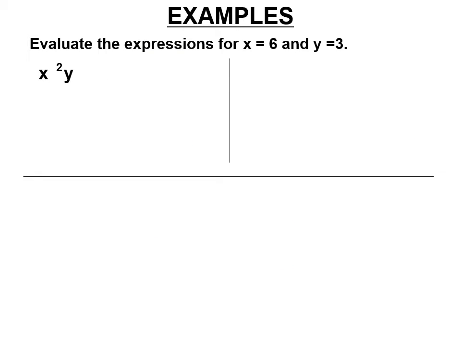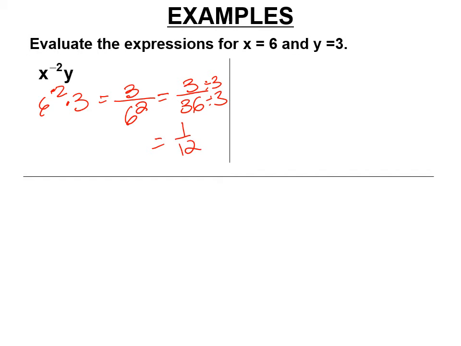Okay, with algebra, we have 6 to the negative second times 3. So then the 3 stays where it is in the numerator. That's right, 3/1, 3. The 6 to the negative second goes down there and becomes 6 squared. So it's 3/36. Still need to simplify that. That becomes 1/12.